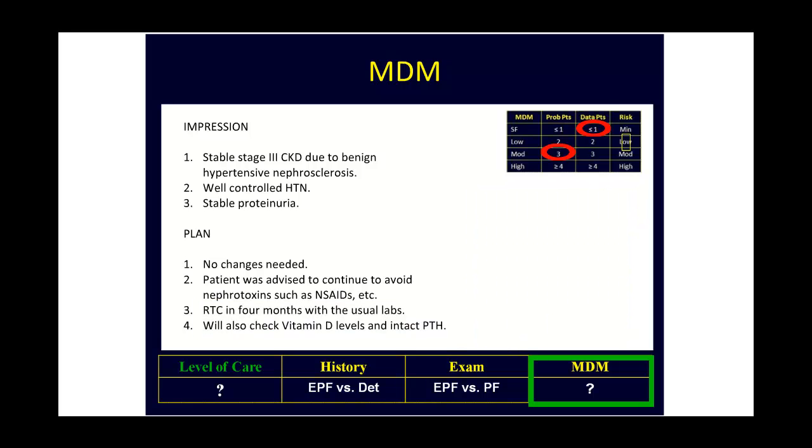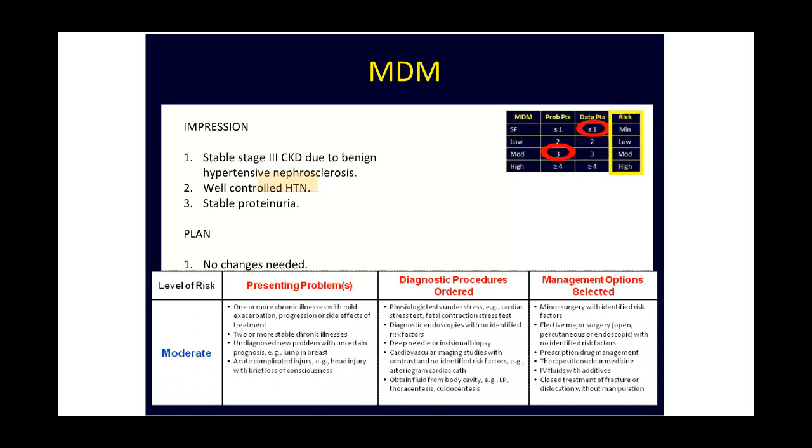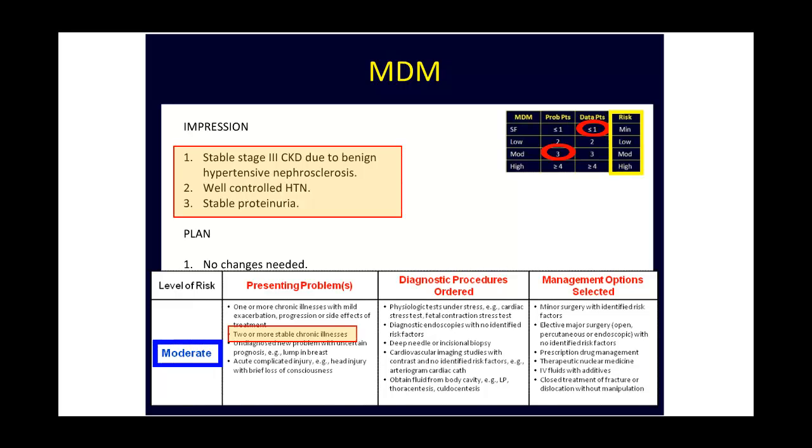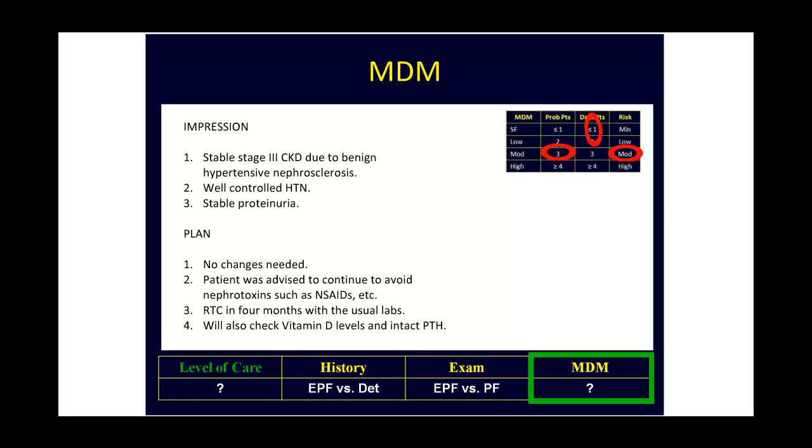The next step is to check the level of risk. Looking at the table of risk, here we have 2 or more stable chronic illnesses, which means this encounter definitely would qualify as being of moderate risk. So we have 3 problem points, 1 data point, and moderate risk. Since only 2 out of 3 dimensions are needed, this adds up to moderate complexity medical decision making.